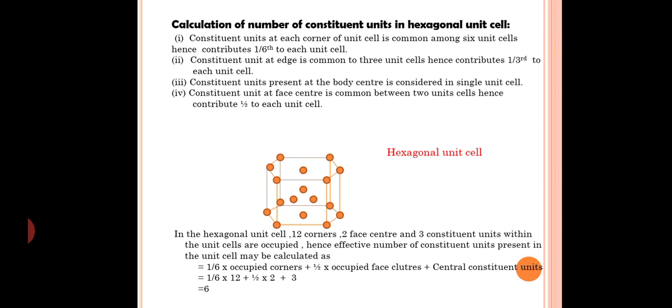So you can see the figure being shown here. Clear? You can go through it and understand it. In the hexagonal unit cell, 12 corners are there, 2 face centers are there, and 3 constituent units within the unit cell are occupied.